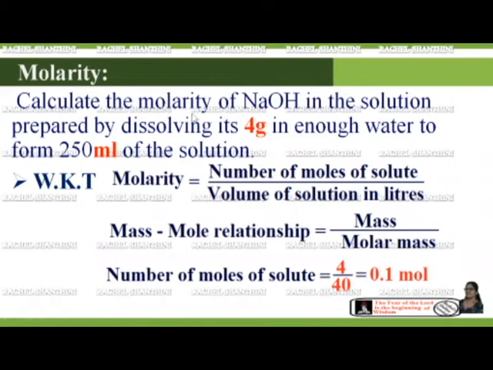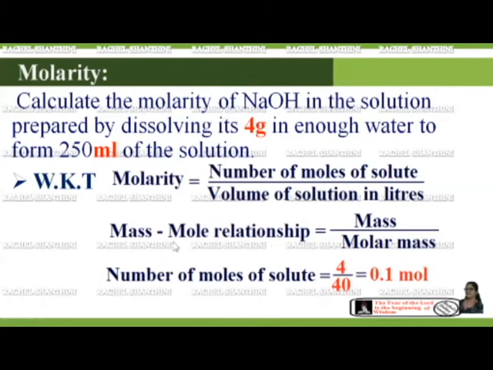Let us discuss one more problem under the same concept, molarity. Calculate the molarity of sodium hydroxide in the solution prepared by dissolving its 4 gram in enough water to form 250 ml of the solution. We know that molarity is equal to number of moles of solute upon volume of solution in liters. Here they have given the solute in grams. So we need to change it into mole. We know the mass mole relationship. We have discussed this mass mole relationship in the previous session.